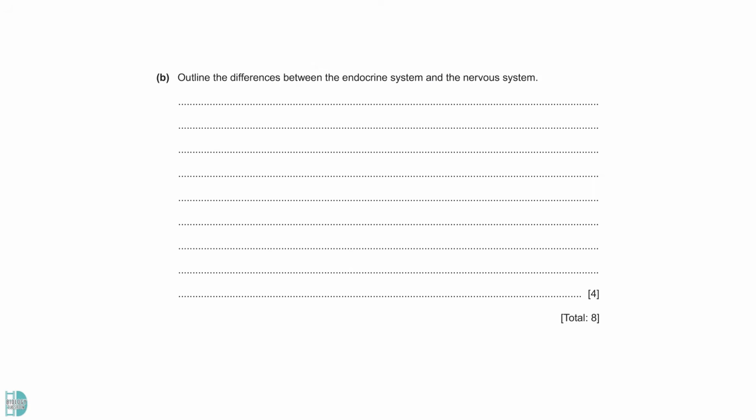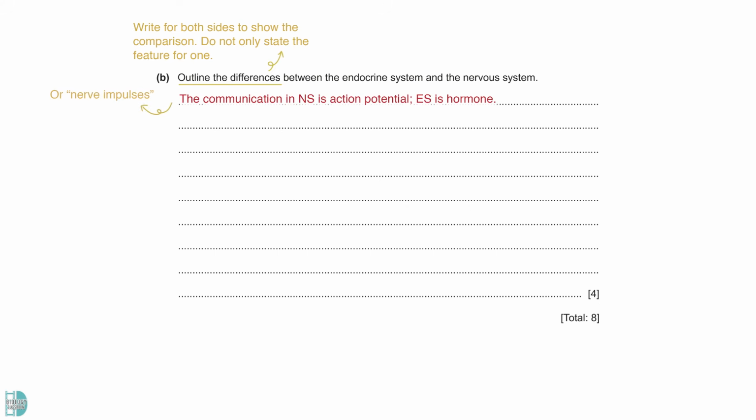B. Outline the differences between the endocrine system and the nervous system. You must write for both sides to show the comparison. Do not only state the feature for one of them. Communication in the nervous system is carried out through an action potential. You can also refer to it as nerve impulses. A chemical signal called a hormone is used in the endocrine system.